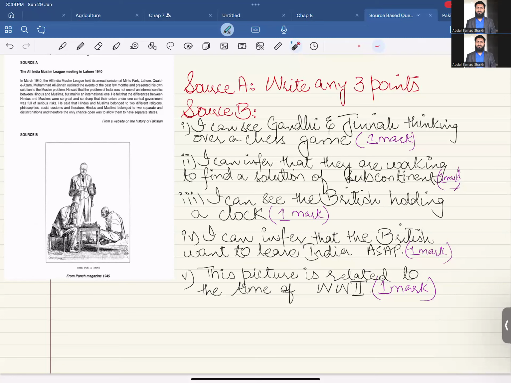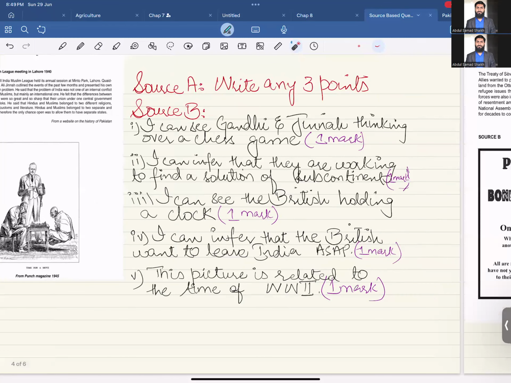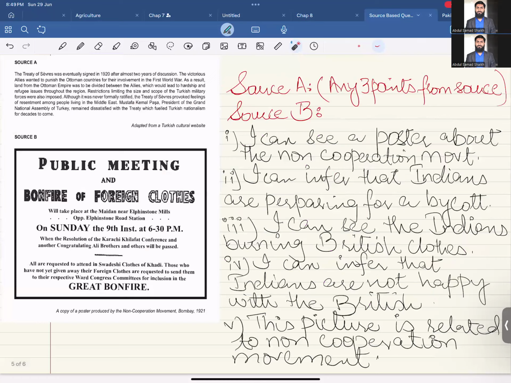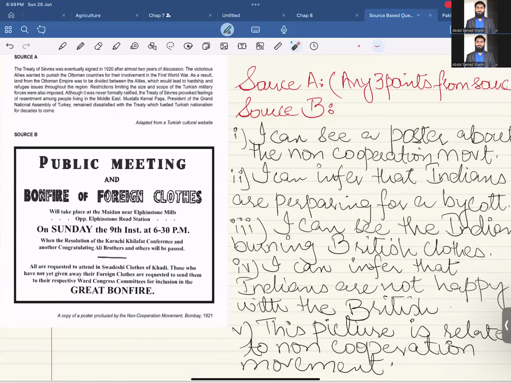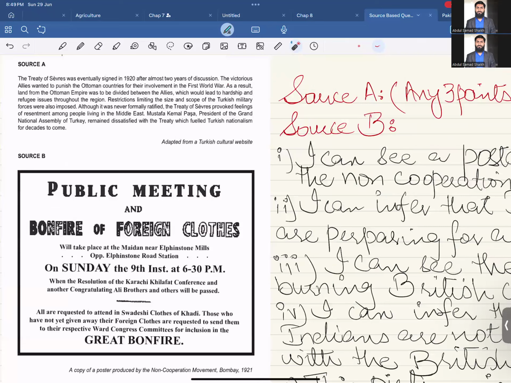So this is how source B is going to be answered when it comes to answering a picture-based question. Let's refer to another example. Here, source A is the paragraph which is related to the Khilafat movement. We have the information available about the Treaty of Sevres. Again, we are required to extract 3 sentences as per the question and convert them into our own words and answer accordingly.